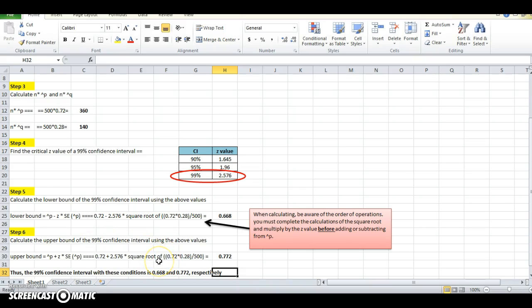What does that mean? In terms of interpretation, we are 99% confident that the true proportion falls within this range.